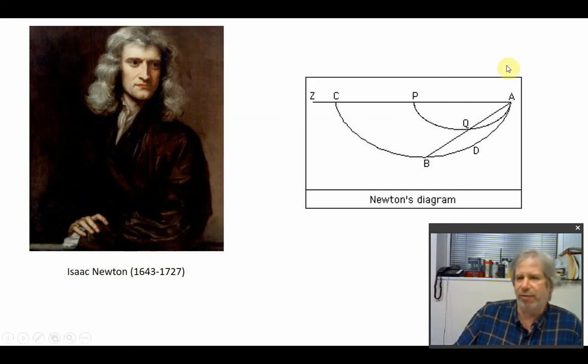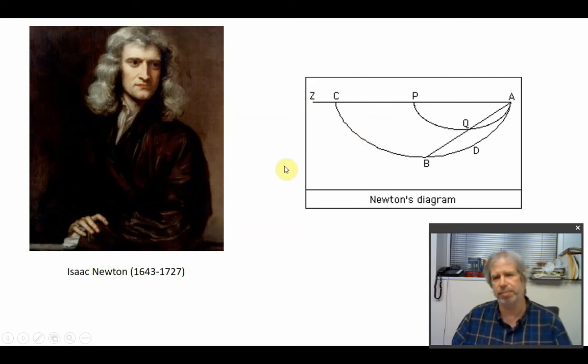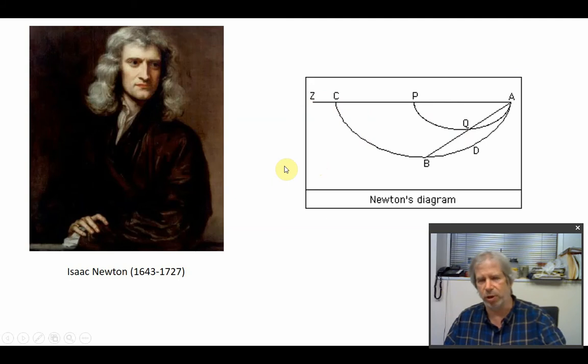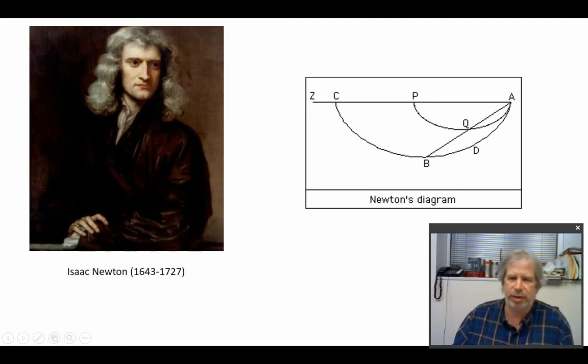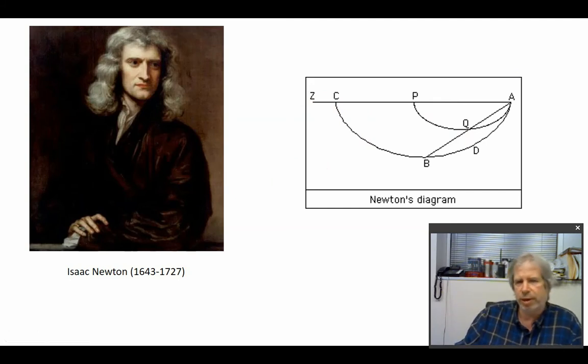And on the screen I have a diagram from Newton's solution. Newton sent his solution to the Royal Society in London, to the president of that society, and had it published. So here's point A, here's point B in a uniform gravitational field, and this is Newton's solution, in which the curve is called a cycloid. And we'll talk about that.